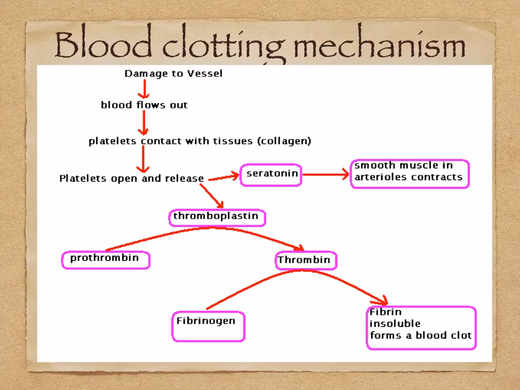Now, when blood vessels are damaged, the platelets come into contact with that tissue, especially the collagen, and these platelets break open and release serotonin. This causes the smooth muscle in the arterioles to contract and narrow the vessels. Thromboplastin is an enzyme that converts, in the presence of calcium ions, prothrombin to thrombin. Thrombin converts soluble fibrinogen to insoluble fibrin.